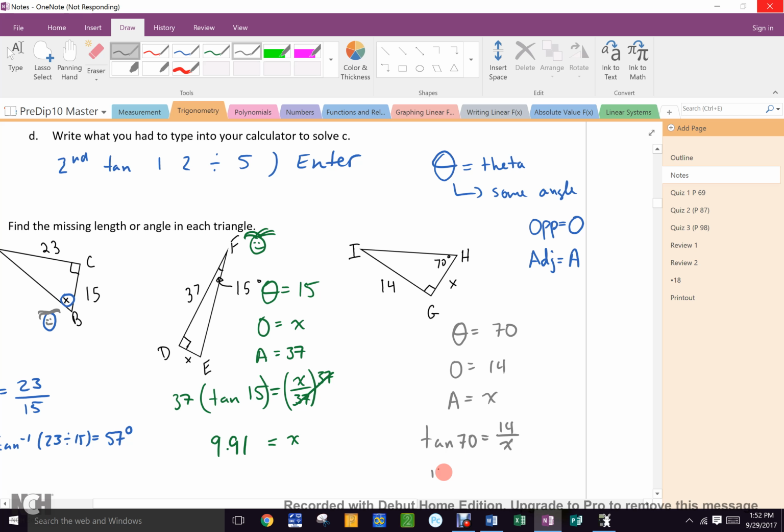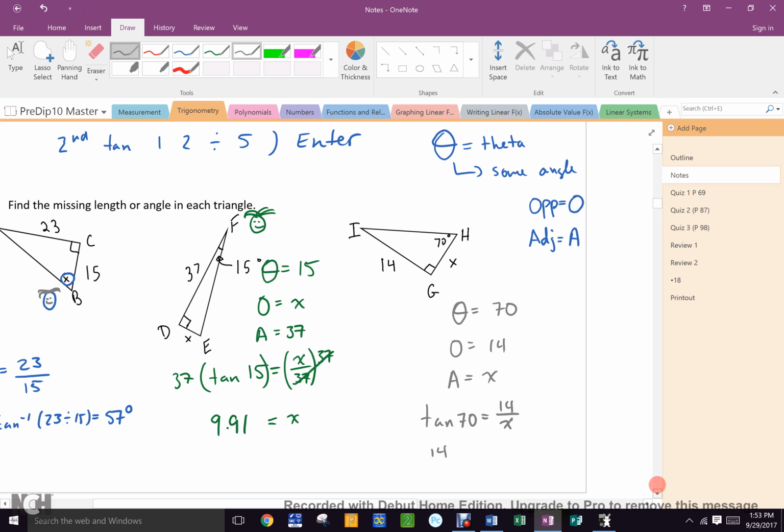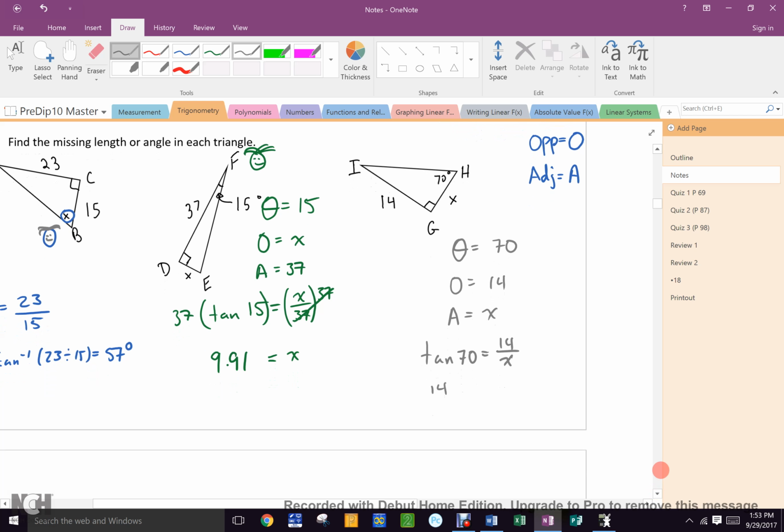Now this is a little tricky to get to do it on a backwards calculator. So please be aware that on your backwards calculator, what must you remember to hit? What tells your calculator that you want an answer? Equals.